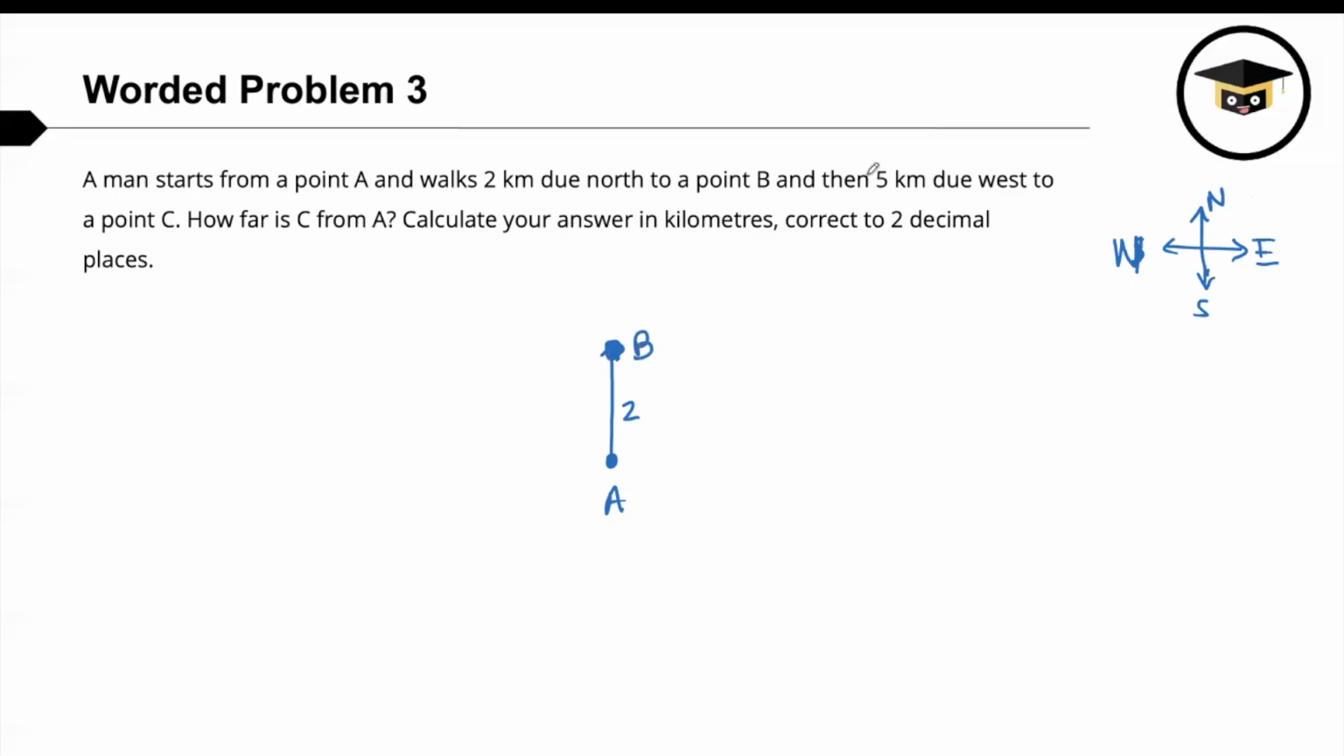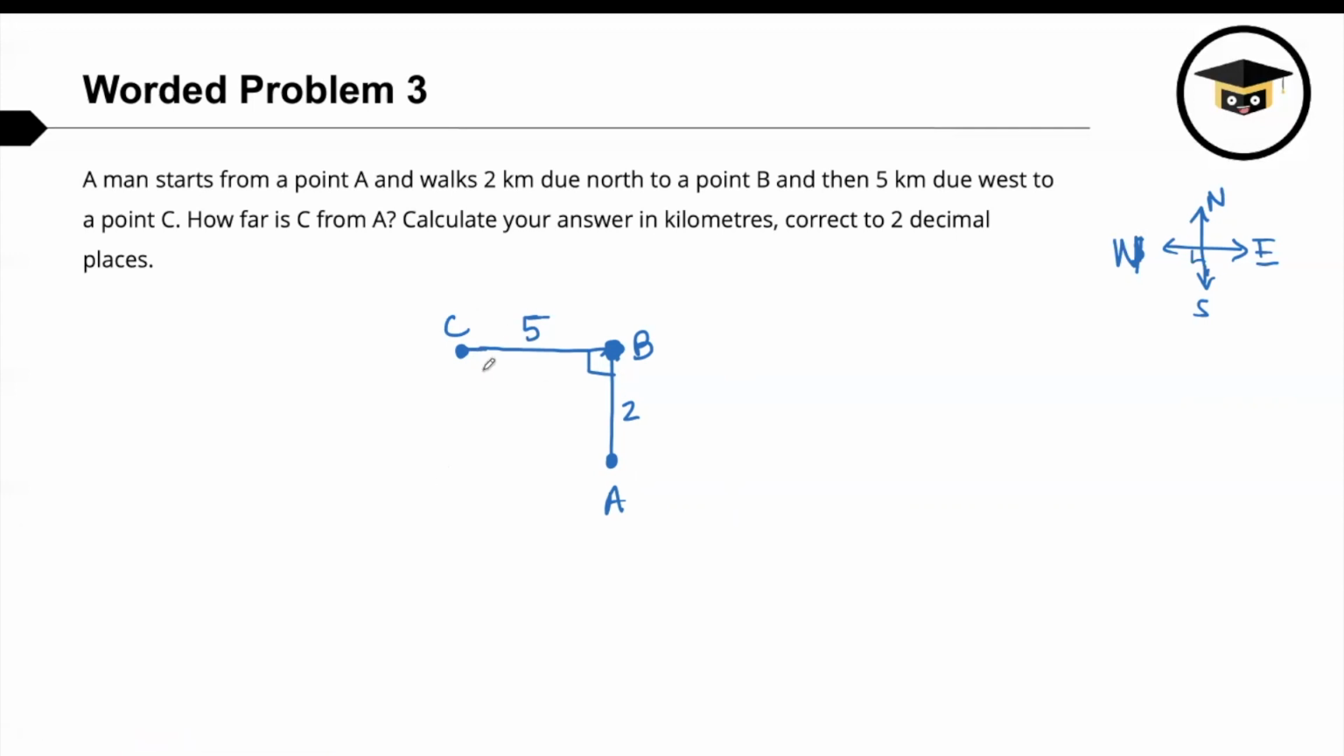Now the person has walked 5 kilometers due west. So we're going 5 kilometers west. Now remember, all of these are right angles, right? North and west are exactly 90 degrees apart. So we can say that this is a 90-degree angle. So we're walking 5 kilometers west and we end up at a point C. So this is 5. So the question's asking, what is the distance between A and C?